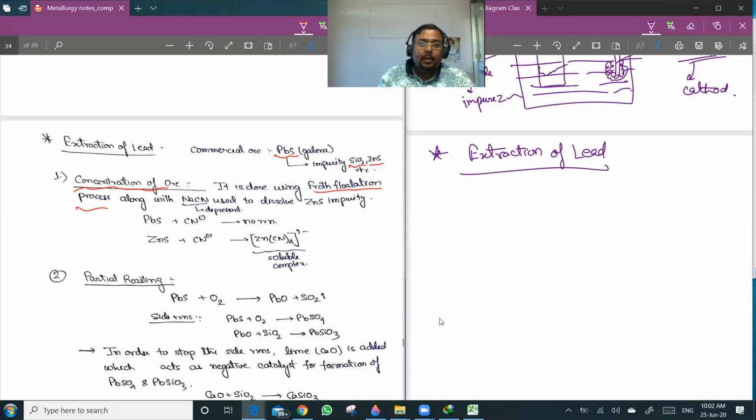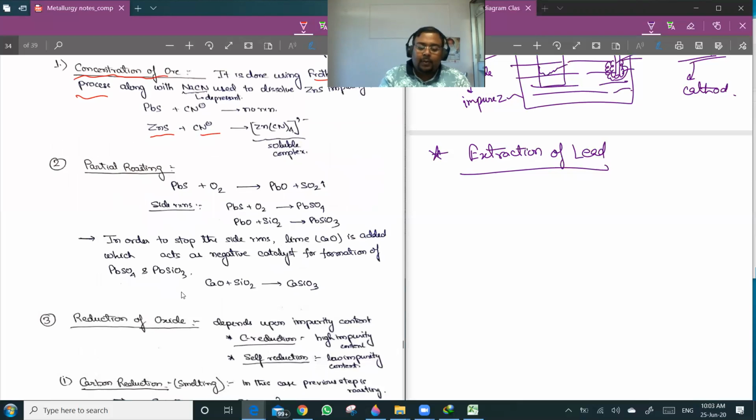So PbS can be separated at lower concentration, whereas zinc sulfide can be separated at higher concentration. And if you are using a depressant, PbS will not react with CN-, whereas zinc sulfide will react with CN- to form a soluble complex. So PbS can be selectively stuck to the froth. Once we get the concentrated ore, we go for partial roasting.